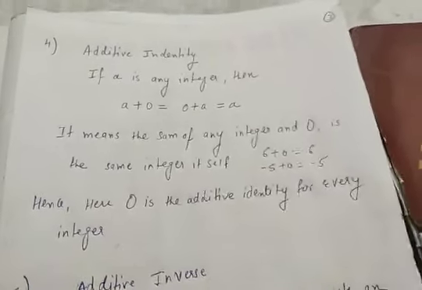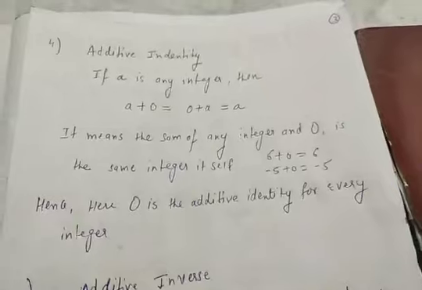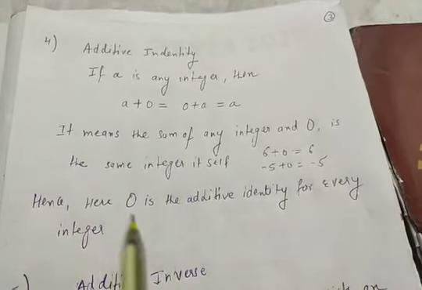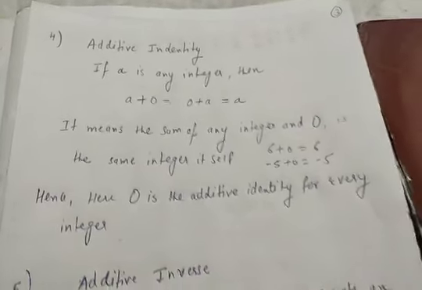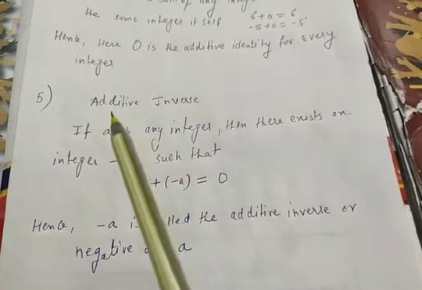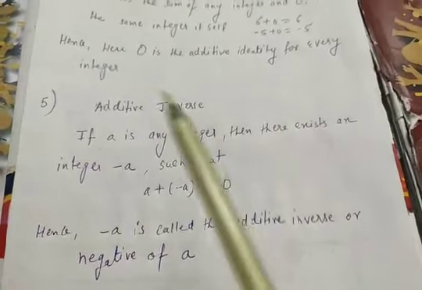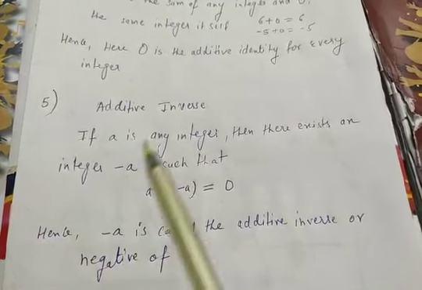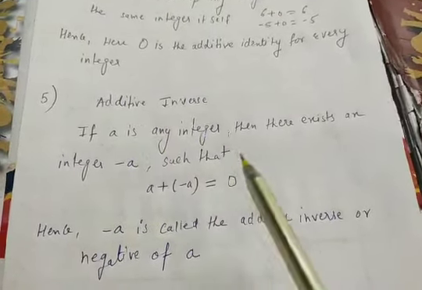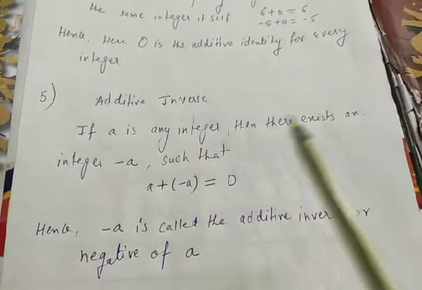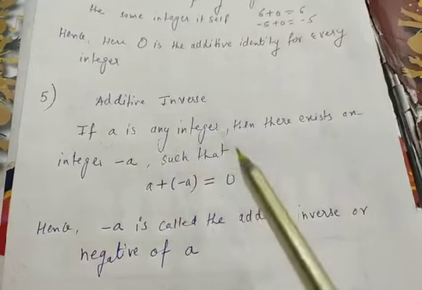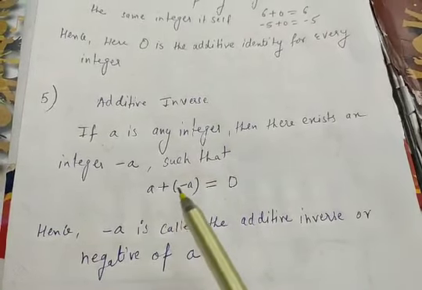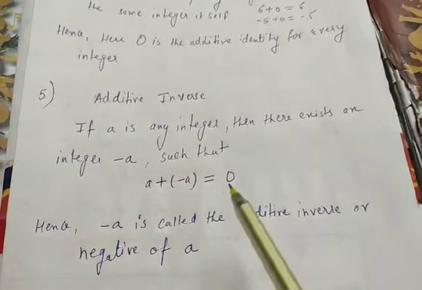So if I ask what number I have to add to a number so that I get the same number, that means 0. So that means 0 is the additive identity for every integer. Clear? Now the fifth one is the additive inverse. It is the inverse property, because in the multiplication it is known as multiplicative inverse. So what it says is that if A is any integer, any value of A, then there exists an integer minus A, such that if you add A to minus A, you will get 0.